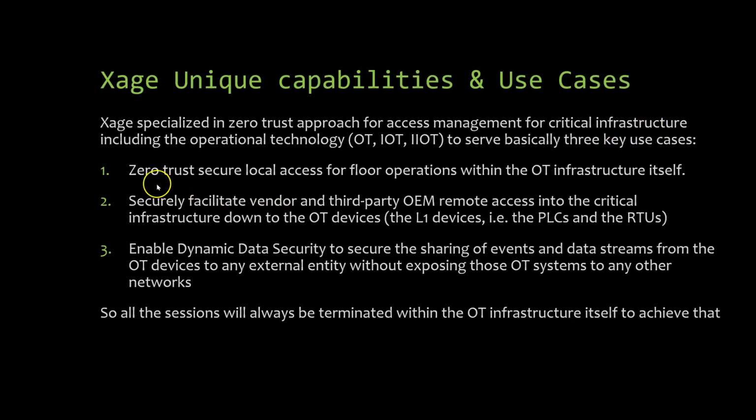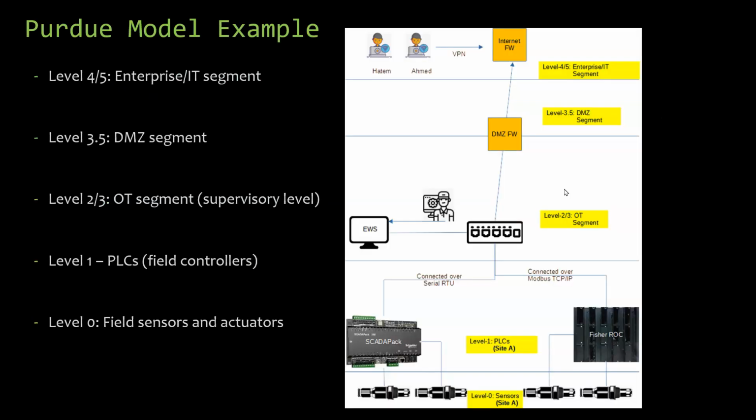So the first use case is zero trust secure local access for floor operations within the OT infrastructure itself. So this guy will not be provided with physical access to the engineering workstation, but he has to come through Xage Fabric, as we will see shortly.